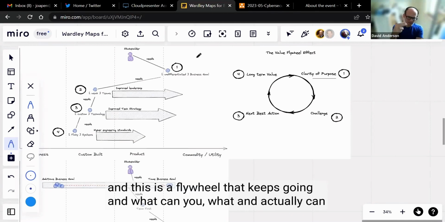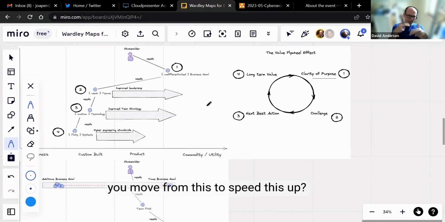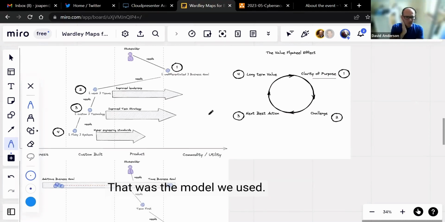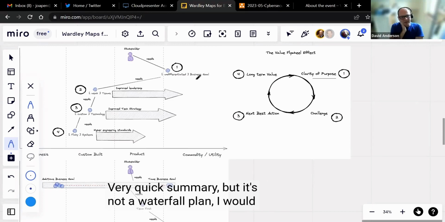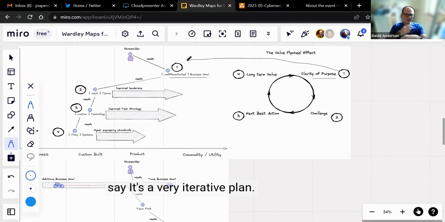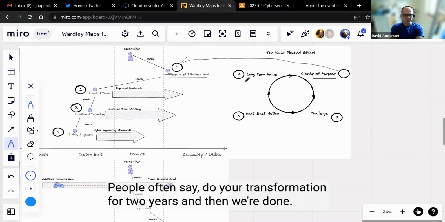And this is a flywheel that keeps going. And what inertia can you move from this to speed this up? That was the model we used. Very quick summary, but it's not a waterfall plan. I would say it's a very iterative plan. It keeps moving. People often say, do your transformation for 2 years and then we're done.